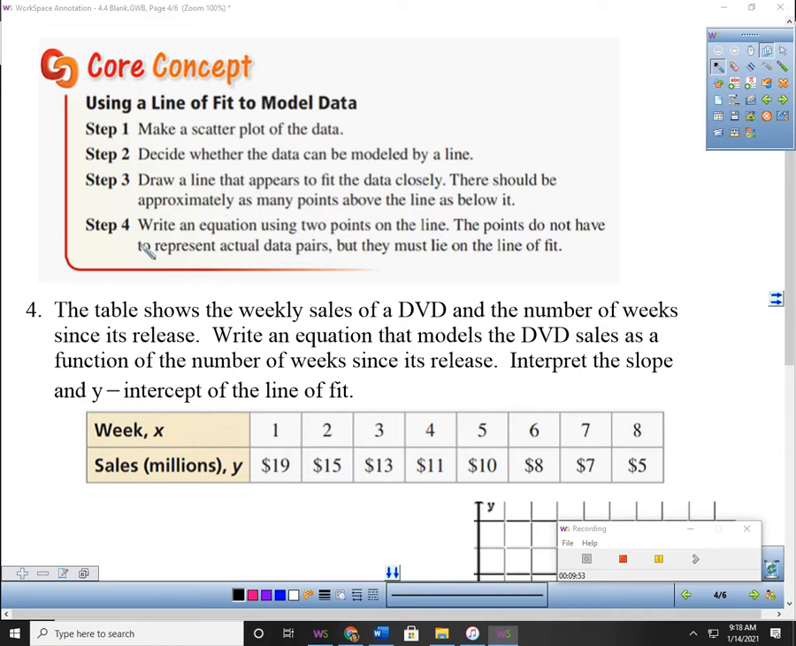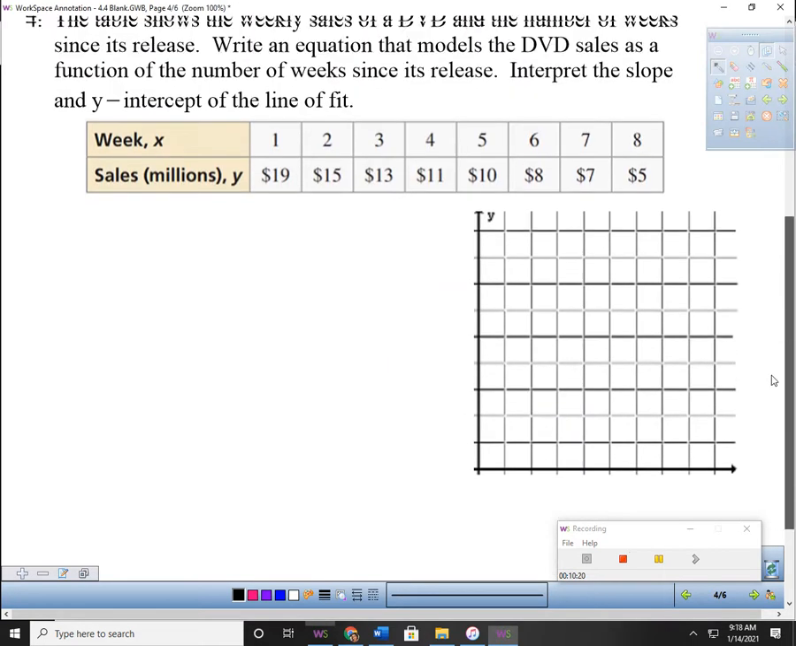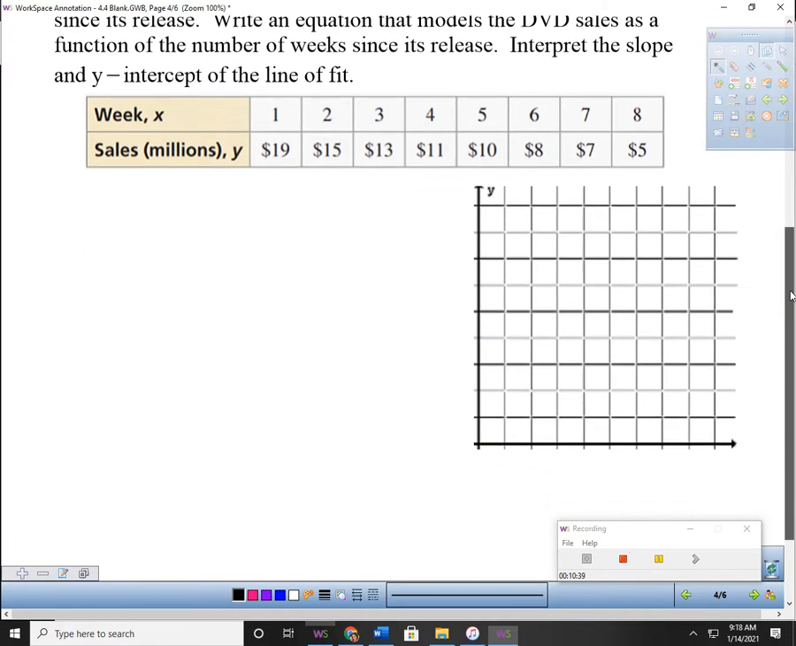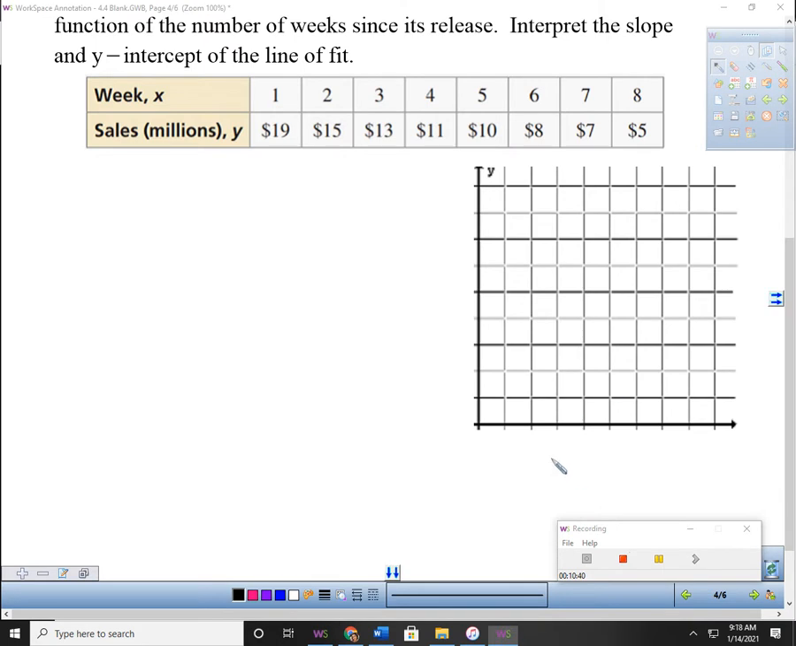Okay? So we're going to plot our data points. Right now we have a table that's talking about weekly sales of DVDs and the number of weeks since its release. Okay? Write an equation that models the DVD sales as a function of the number of weeks since its release. Interpret the slope and the y-intercept of the line. So they told you that your weeks are your x. So down here, you're going to say weeks. That's your x values, right? This is your x-axis. So we have 8 weeks here.